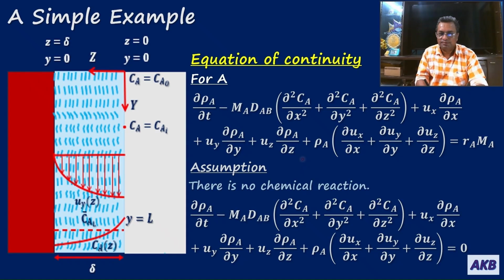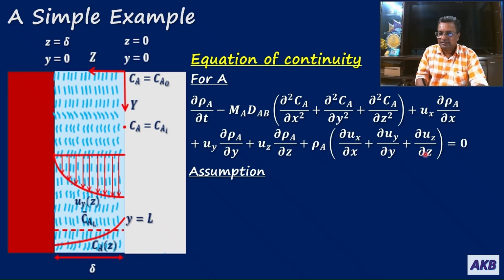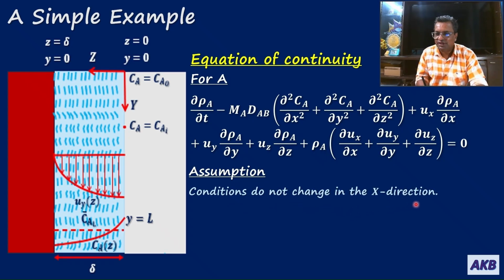Let us move ahead. So we have the equation that was previously modified due to no chemical reaction. Now let us see what is the effect of the second assumption. The second assumption is that conditions do not change in the x direction. The meaning is that all derivatives with respect to x are 0. Therefore this equation will be modified to this form.